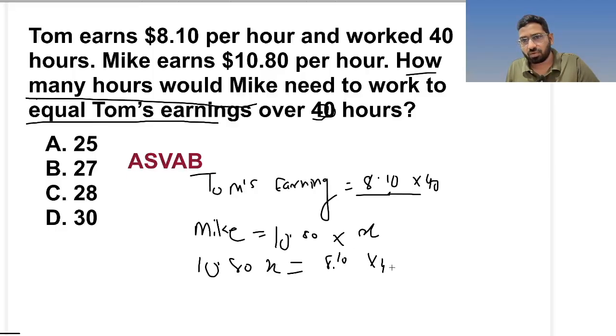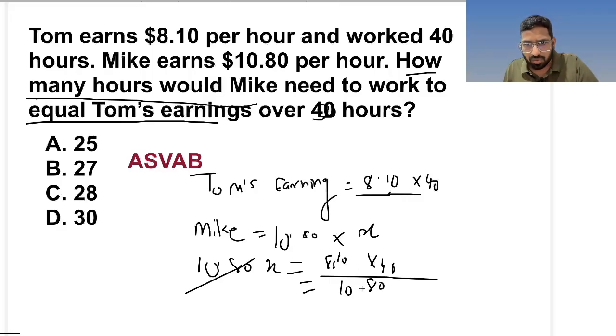8.10 times 40. Now bring this to the division side. Just mention here, remove from here, mention here, and you remove this dot from both up and down, so it becomes 810 multiply 40 divide by 1080.